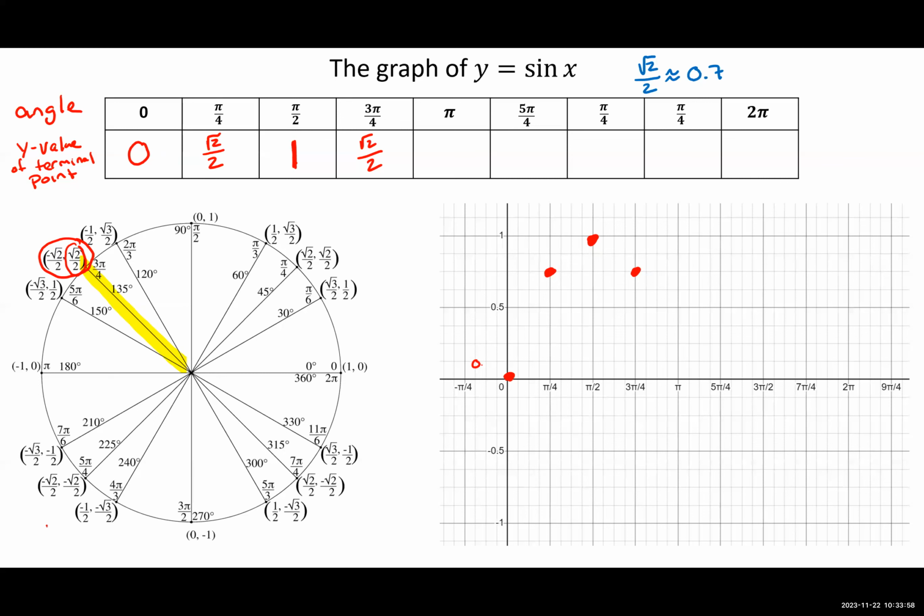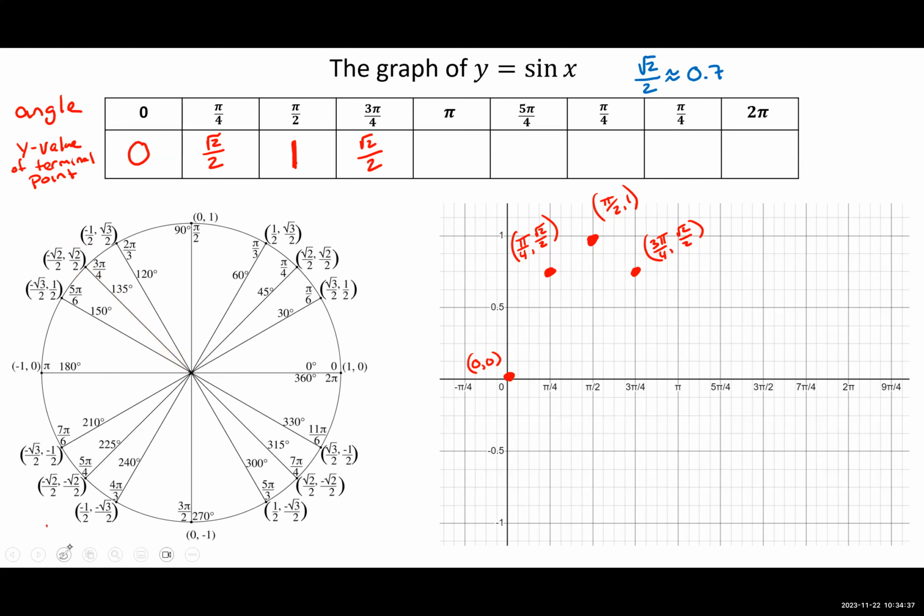All right, so we could label these points if we want. That first point was 0, 0. That second point was pi over 4, comma root 2 over 2. Then we had pi over 2, comma 1. Three pi over 4, comma root 2 over 2, right? See, the x value is the angle, the y value is the output of the function, which is the information coming from the terminal point, the y value of the terminal point.